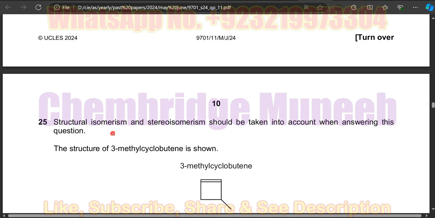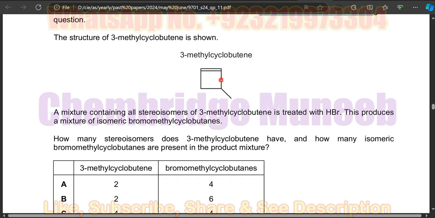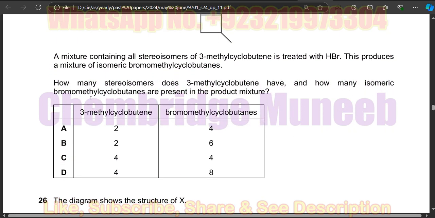So this is question number 25. It states that structural isomerism and stereoisomerism should be taken into account when answering this question. The structure of 3-methyl cyclobutene is shown. A mixture containing all the stereoisomers of this compound is treated with HBr. This produces a mixture of isomeric bromomethyl cyclobutanes. How many stereoisomers of this compound are present in the product mixture?